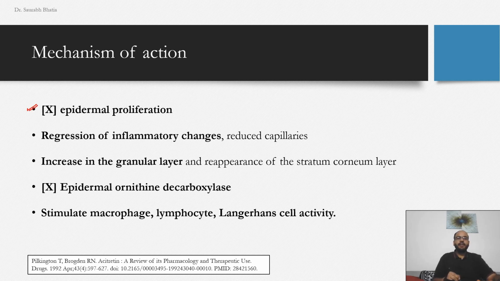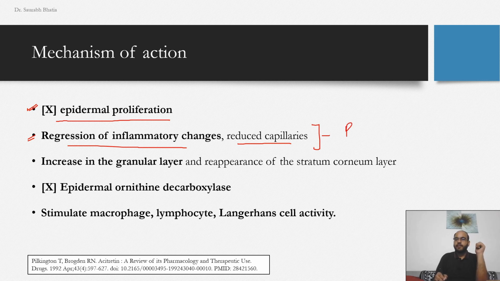So acitretin inhibits epidermal proliferation. The formation of newer epidermal cell layers is inhibited by acitretin. There is also regression of inflammatory changes. The inflammatory changes that happen at the level of epidermis and dermis are also inhibited by acitretin. The capillary formation is also inhibited by acitretin. And we know that in psoriasis, there is capillary hyperproliferation. That's why you see dilated capillaries in biopsies, isn't it? So if a drug is reducing capillaries, reducing inflammation, reducing epidermal proliferation, it's a good drug for psoriasis.